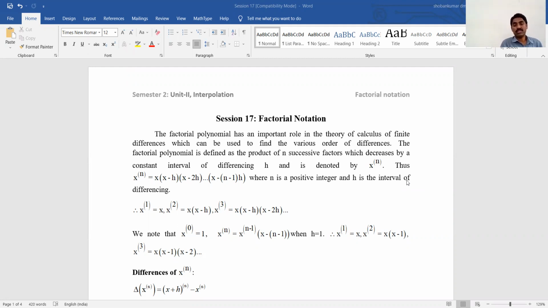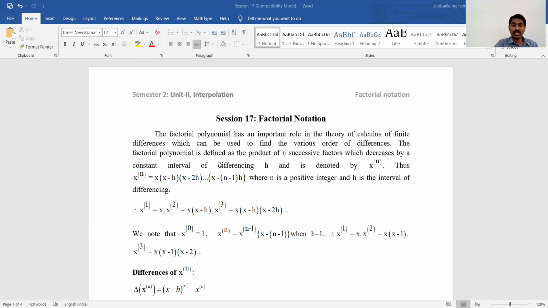Today we will discuss factorial notation, how to write a given polynomial in terms of factorial notation under finite differences. The factorial polynomial has an important role in the theory of calculus of finite differences, which can be used to find the various orders of differences.